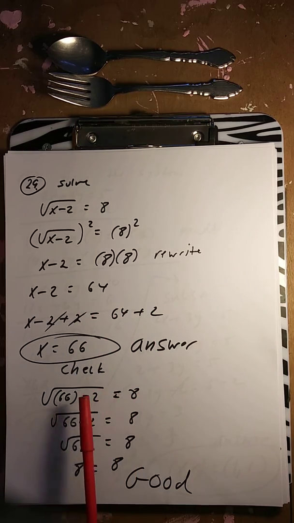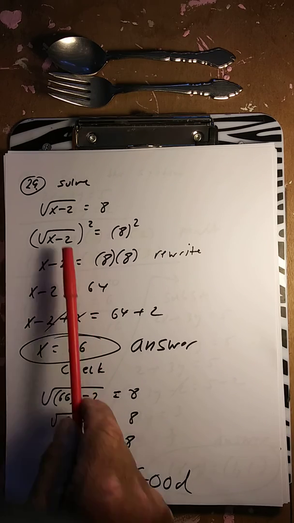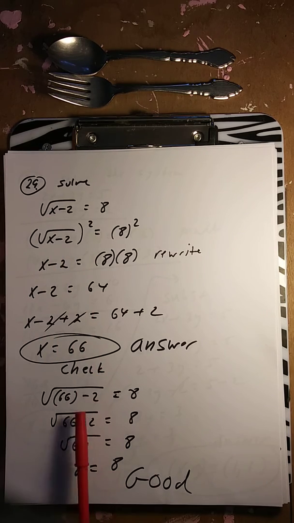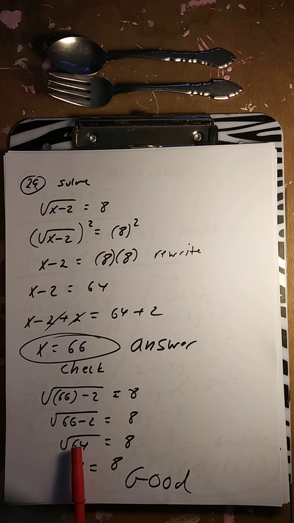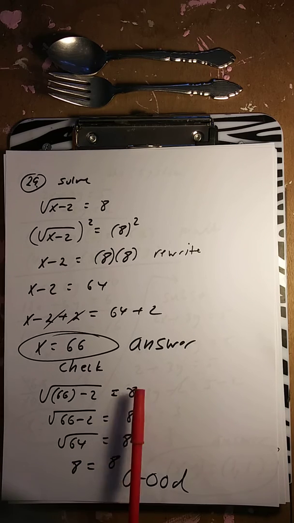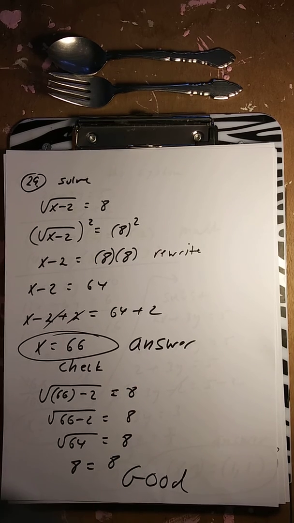Now, is that correct? Let's find out. Let's put it in there. Substitute back in here. So 66 minus 2 is 64. Square root of 64 is 8. Does that match? Yes, it matches.